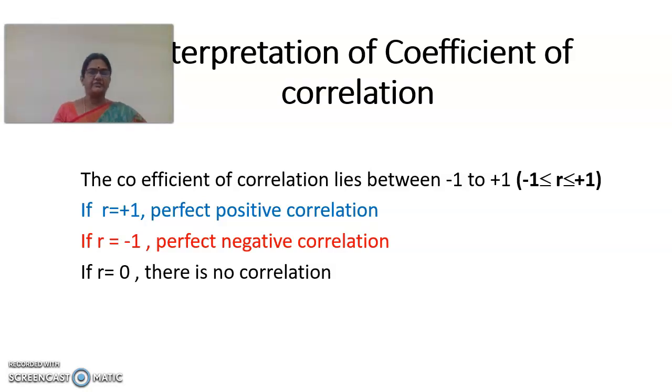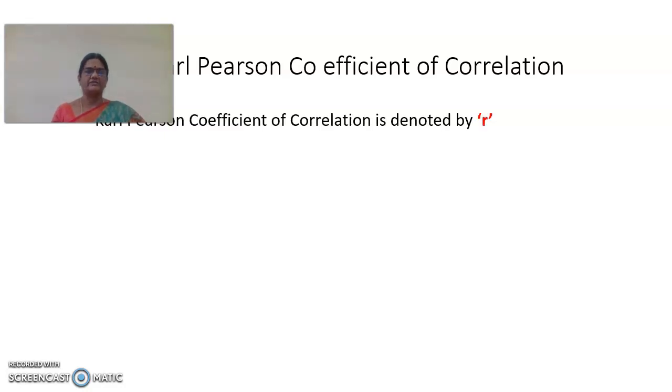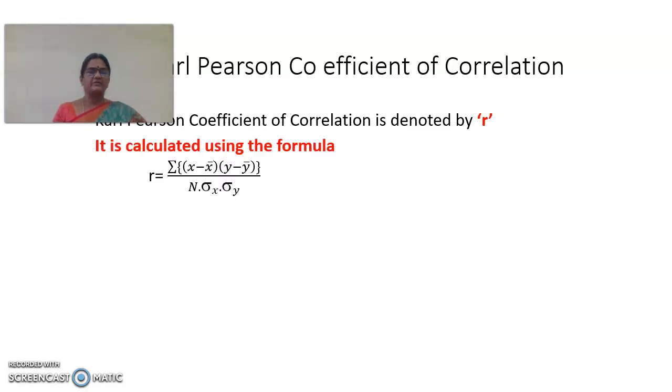If the value is 0, then we can interpret that there is no correlation between the variables that we have taken for study. Now let us look into one of the important methods of studying the correlation, that is called Karl Pearson coefficient of correlation. This Karl Pearson coefficient of correlation is denoted by small r.